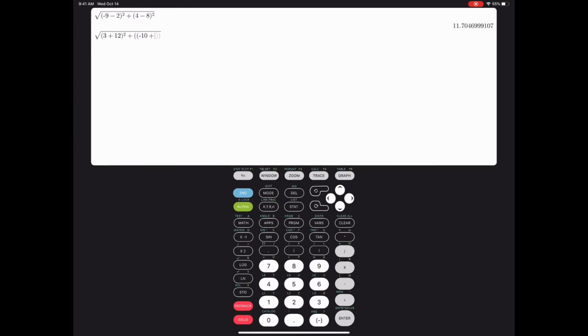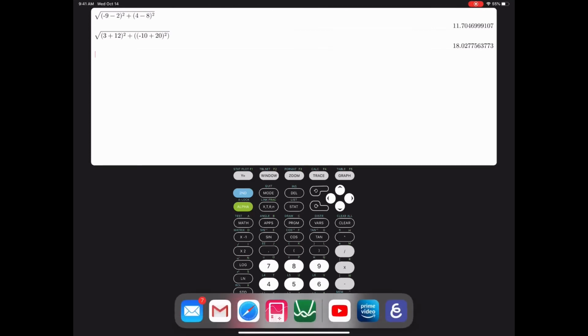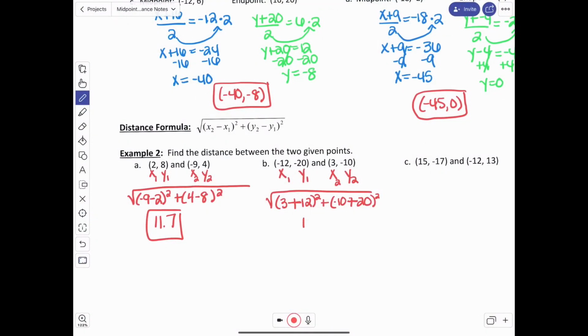-10 plus 20 squared. And I'll get 18.0, we'll go 3 decimal places, or 2 decimal places since there's a 0 there. So 18.03. So 18.03.